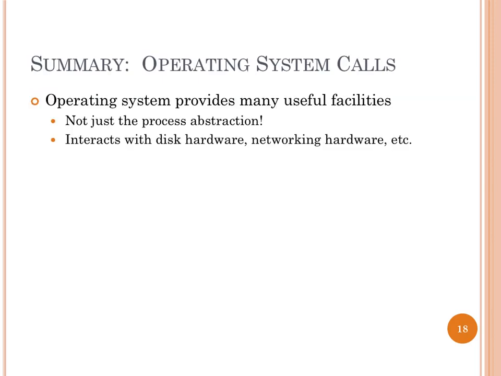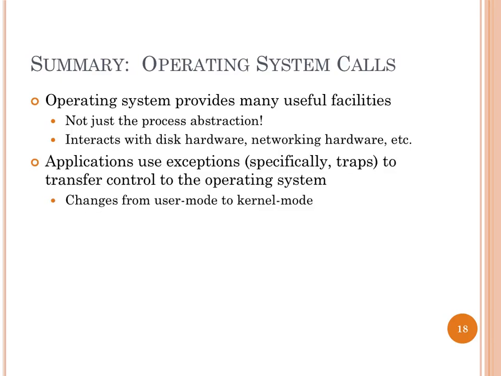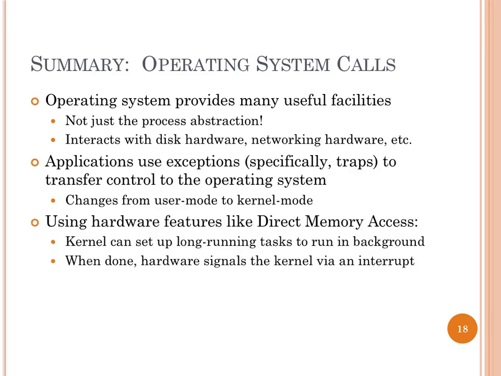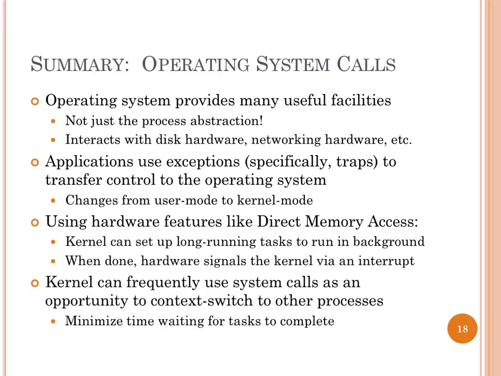Okay, so you can start to see hopefully how the operating system has some really powerful facilities that it takes care of for us. And so we can use traps to get into the OS, to have the OS do things on our behalf. And by using things like direct memory access, we can go do other things while a program is stuck on a slow I/O operation.